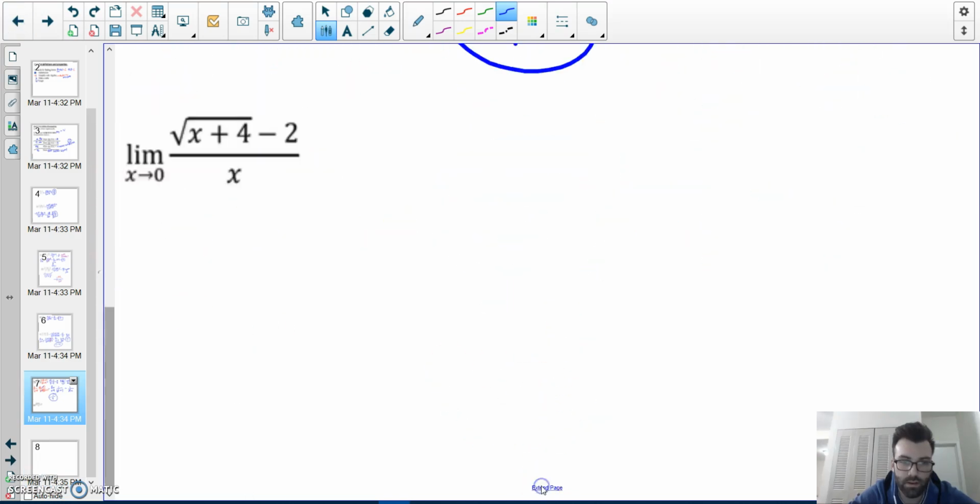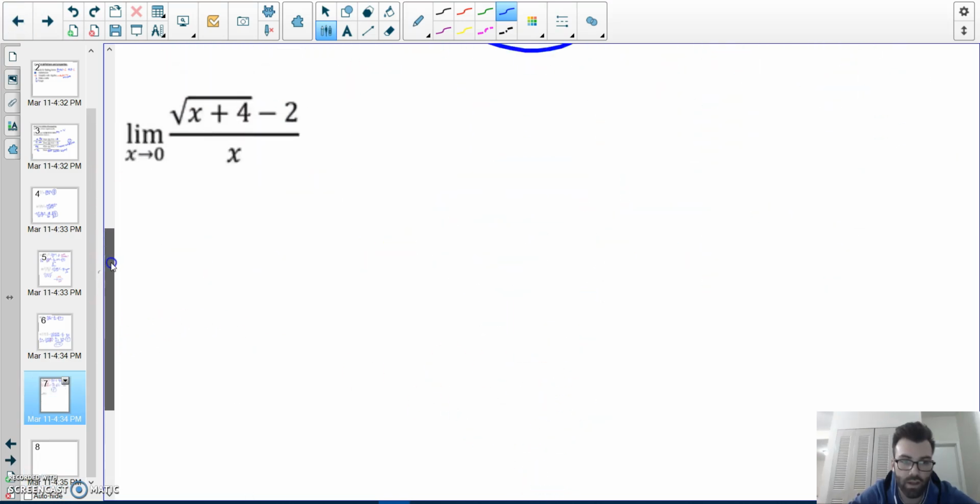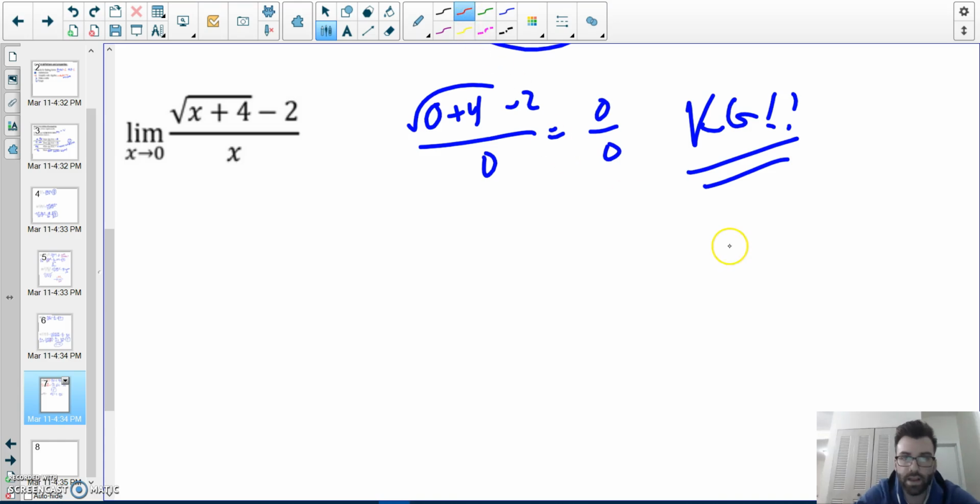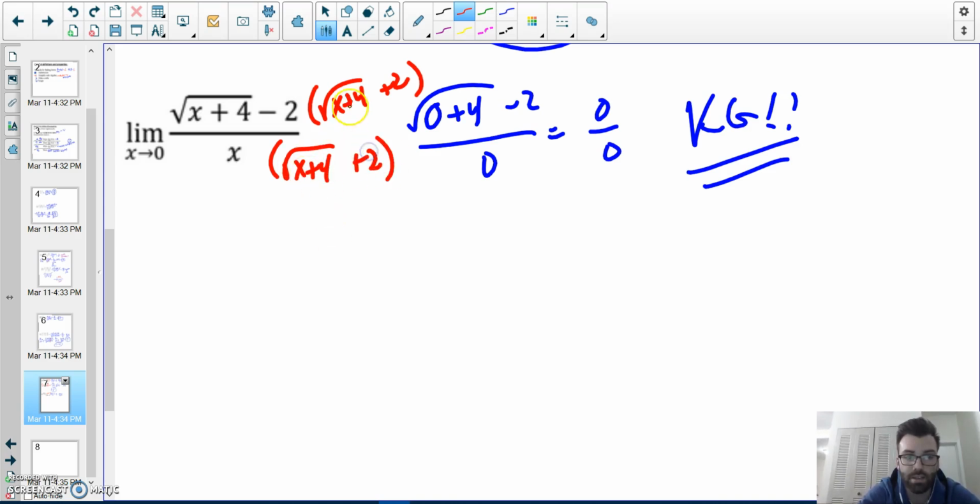Last one down here. Well, if I substitute in 0, go ahead, substitute it in again. See what you get. Okay, I got 0 over 0 again. Keep going. So we can't factor this, obviously. Can we factor this? No. So I have to multiply by the conjugate. Remember, the conjugate is determined by the location of the square root. The square root's in the numerator. So I use that as my conjugate.